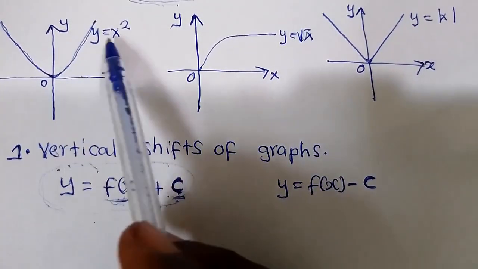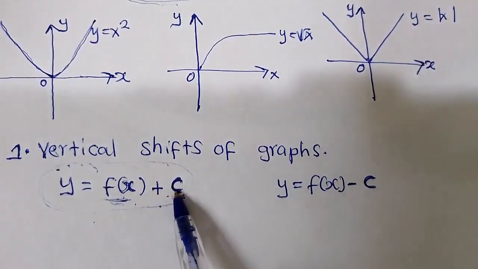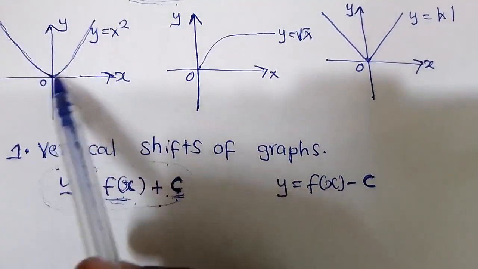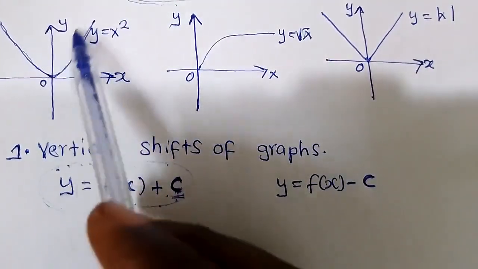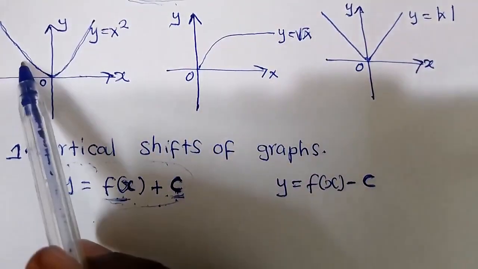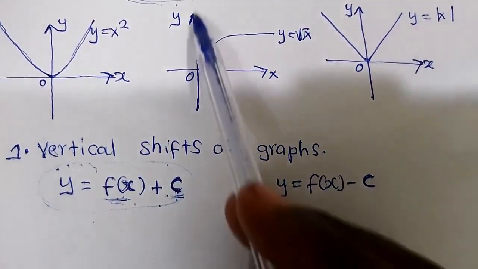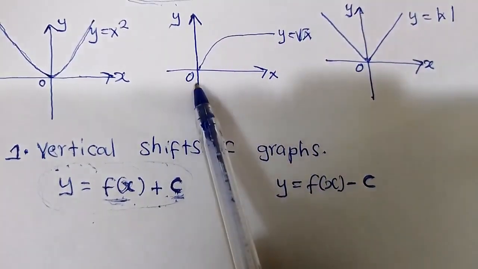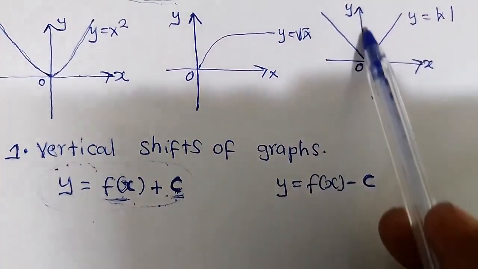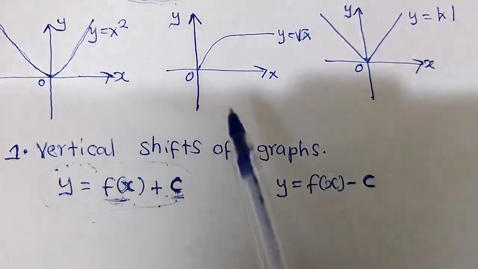So if a graph is like this, x squared plus 2, the graph will be like this, then it will move 2, following the original graph. So if it is like this, it will move vertically. It will move along the y-axis, moving 2 units upwards.